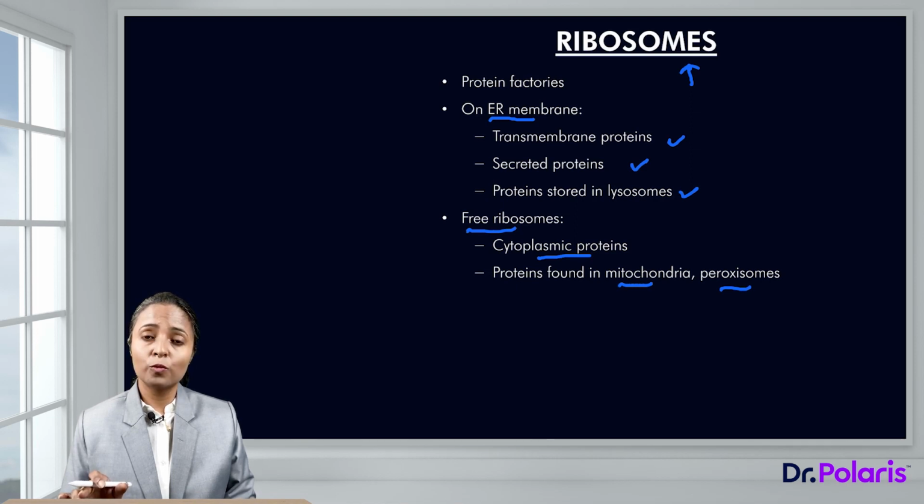The ones which are present on the endoplasmic reticulum membrane synthesize transmembrane proteins, secreted proteins and the ones which are present in the lysosomes, while the free ribosomes synthesize the cytoplasmic proteins.